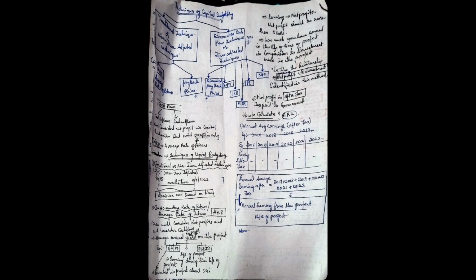Under cash flow, we have cash inflow and outflow, which is not considered as net flow in capital budgeting. Now only about ARR, the rate of return, which is a technique under capital budgeting, also known as the traditional or non-time adjusted technique.